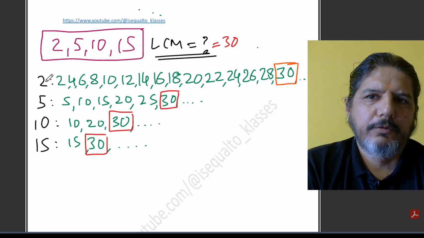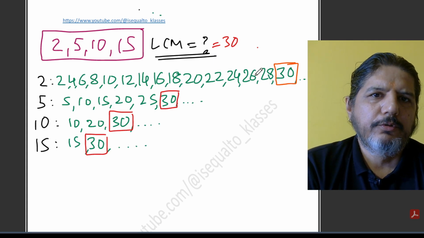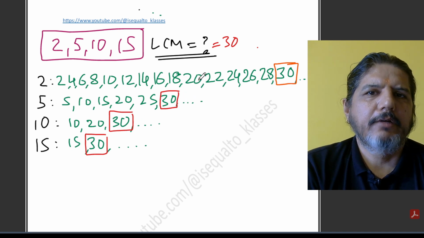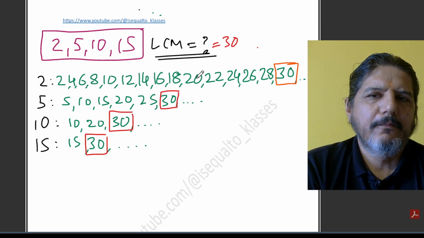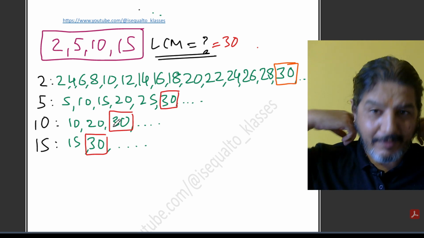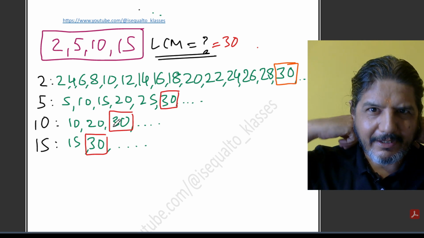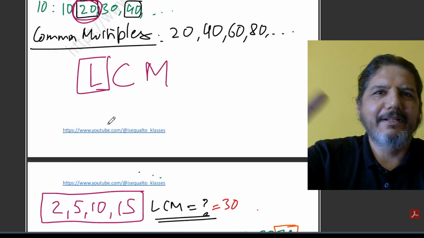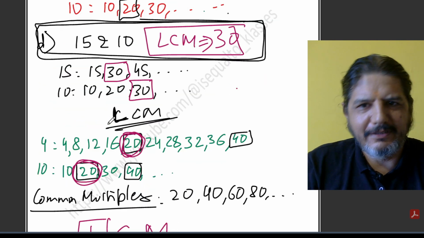We're able to do it. So I've written the multiples of 2. You can check the multiples of 5, 10 and 15. And I hope you were able to find that the LCM is 30. Now, as I have told you before, if you have to find the LCM of 2, 5, 10, 15 and you use this method, it will be very tedious. In the exam, you will not be doing this.